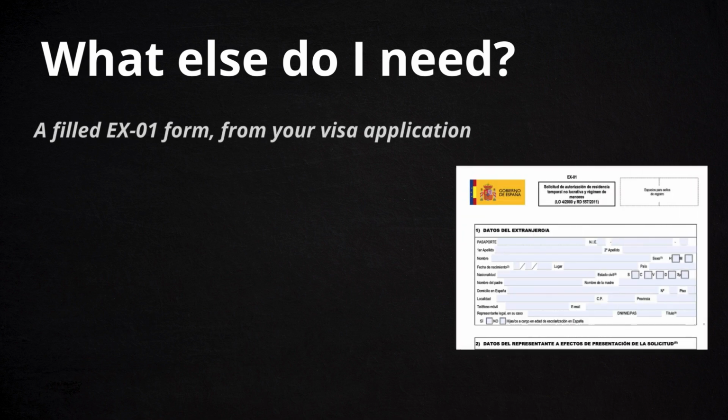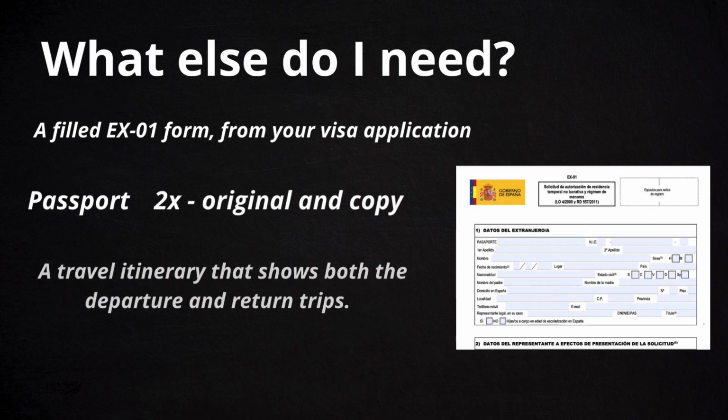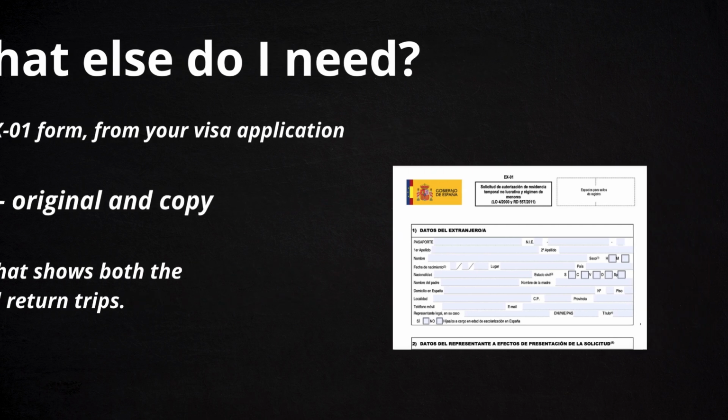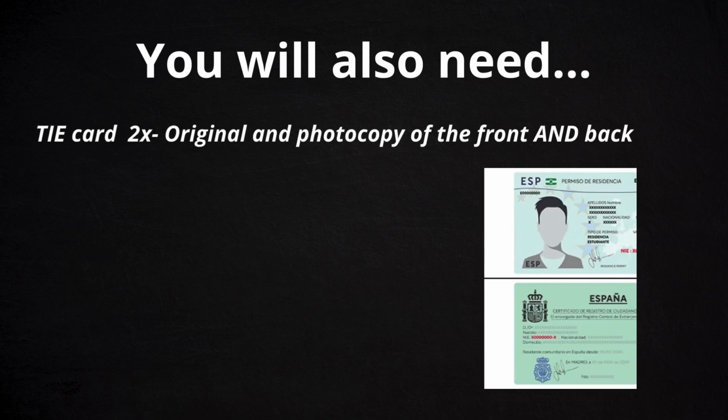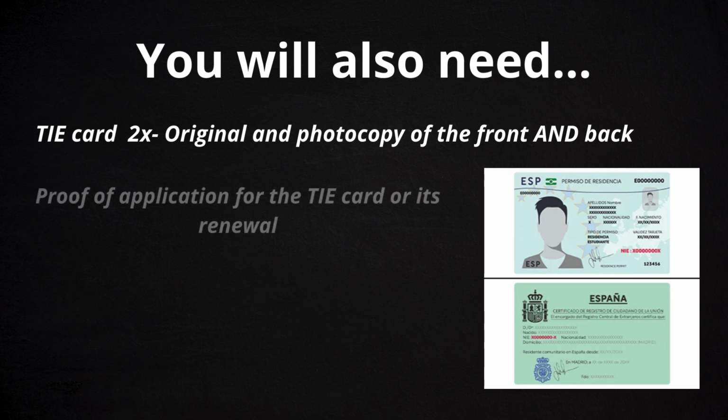In addition to the Tasa Modelo and EX13 form, you will also need to provide the following. A filled EX01 form, which should already be filled from when you applied for a visa, your original passport and a copy of it, as well as a travel itinerary that shows clear departure and return trips. You will also need your original TIE card and a copy of the front and back. You want to ensure that the expiration date is clearly showing. You will also need some sort of proof that shows that you have already applied for the TIE card or are in the process of renewing it.